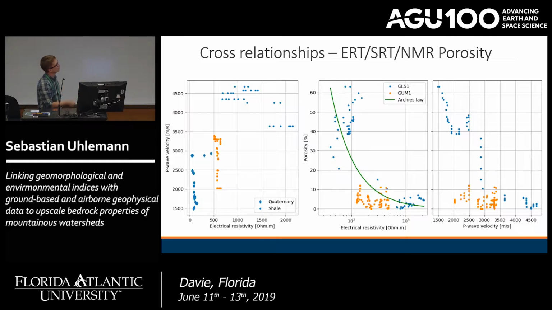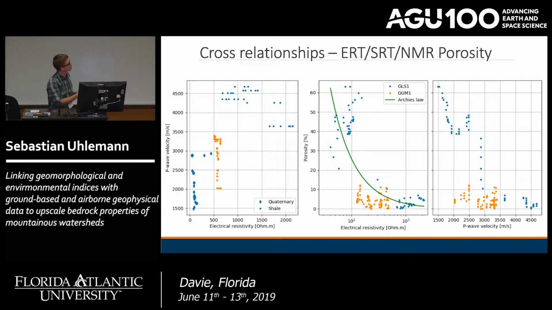If we then plot the resistivity against the NMR-derived porosity, we get this exponential relationship, to which we can fit an Archie's law, which gives us a means to translate our resistivities into porosity. And that's what I've done here, which is now showing the upper 20 meters of the airborne data.